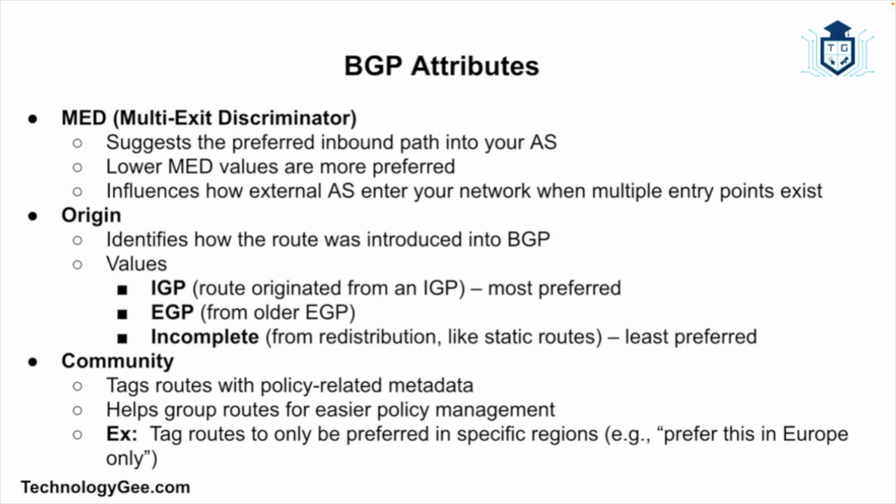You have what is called the origin, and this shows where the route came from, whether it's IGP, EGP, or incomplete. And then you have what is called community, and they tag routes for policy control.